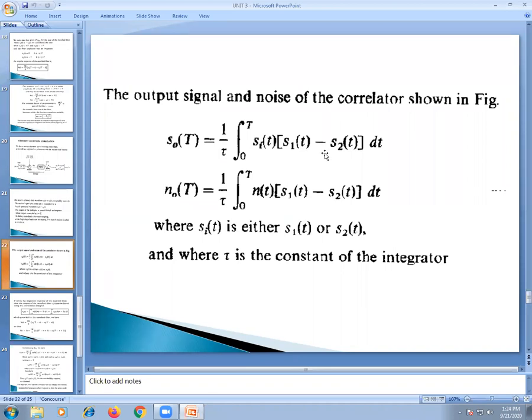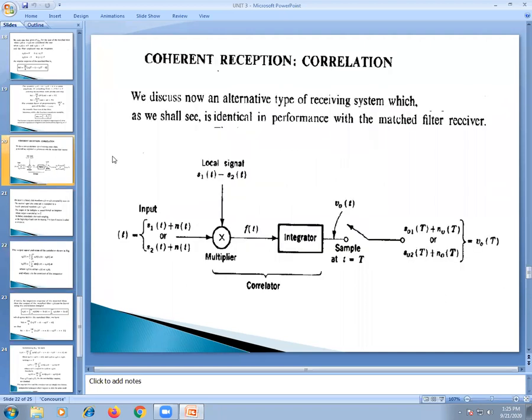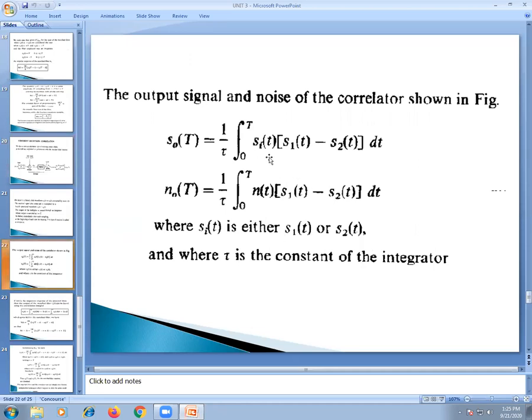What is the signal? Si of t is the input signal, and the difference of the signals is the local signal. Those two are multiplied and integrated from 0 to T. 1 by tau accounts for the time duration. So Si of t is multiplied with the difference signal S1 of t minus S2 of t. That is the signal output.